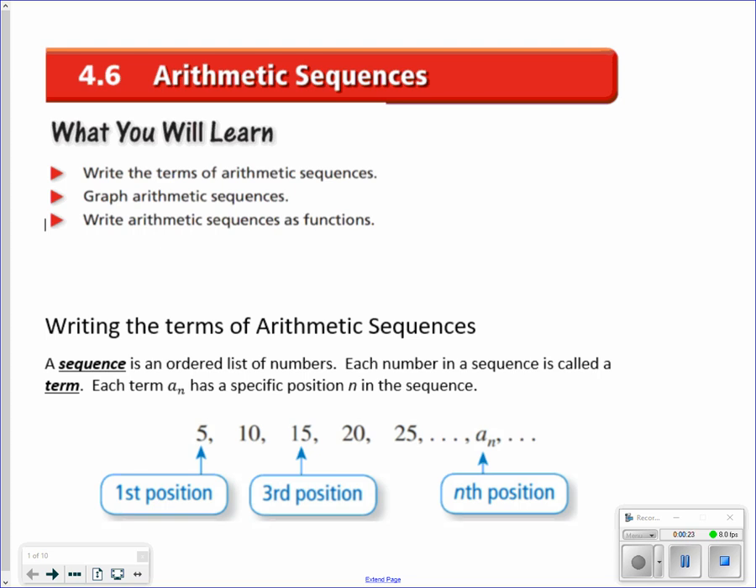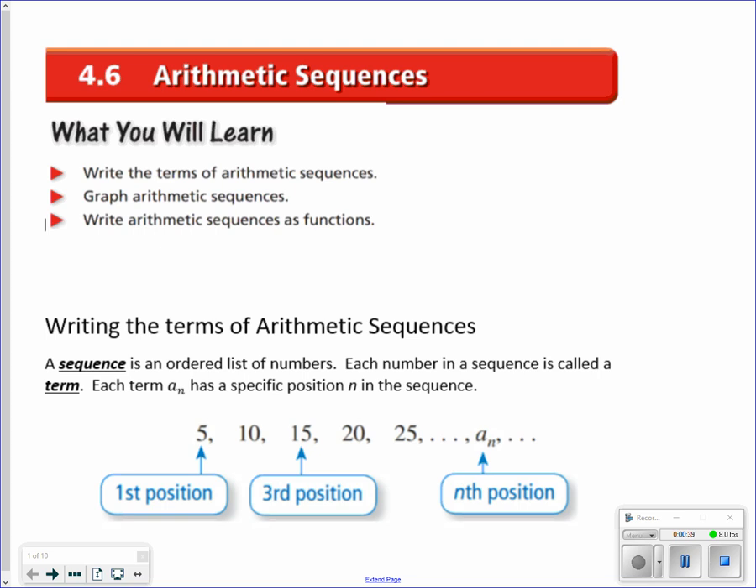Now, an arithmetic sequence also, and it doesn't say it here, but I think it will later, is something in which you have to add or subtract the same number each time, and we refer to it as addition, but notice that it's 5 to 10 to 15 to 20 to 25, that it's adding 5 each time.